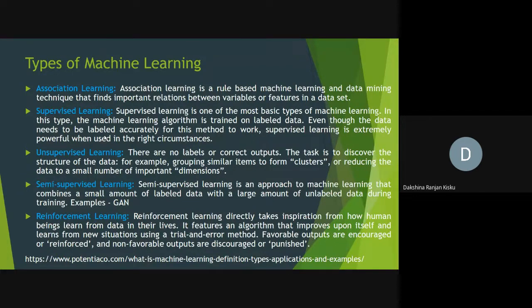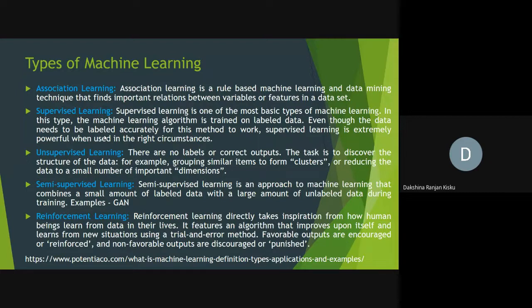Understood? Okay. So the next learning algorithm may be unsupervised learning algorithm. What are unsupervised learning algorithms? Unsupervised learning algorithms do not use labels, that means they do not use labeled data. If we execute an unsupervised learning application on some machine, it is able to discover the structure of the data.